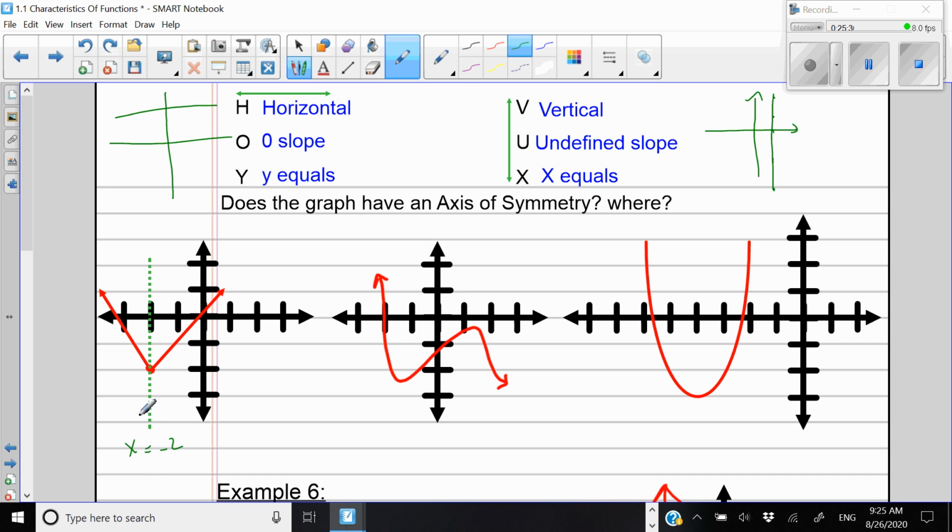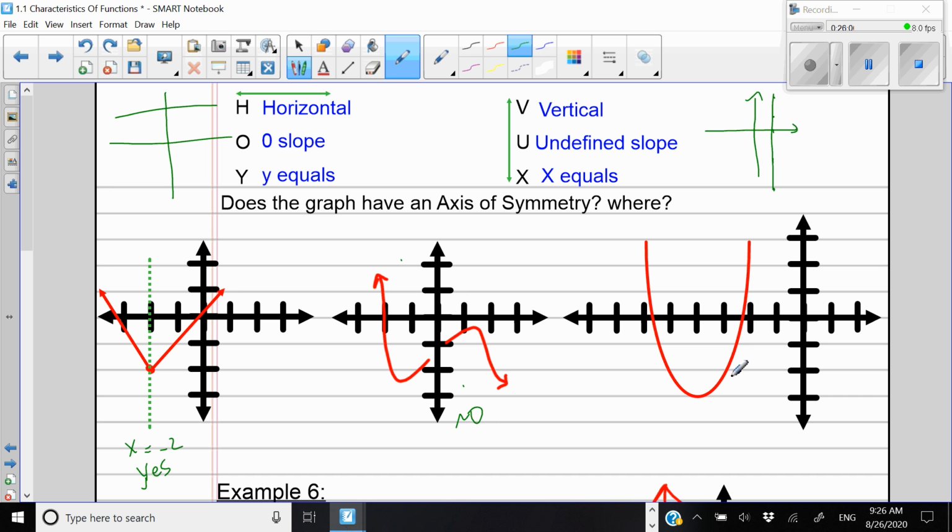For this one, we said yes, we have a symmetry and it's at x equal to -2. But for this one, we do not have any axis of symmetry because there is no line that divides the shape into two halves where the two halves are similar to each other or images of each other. So we can say that there is no symmetry here.